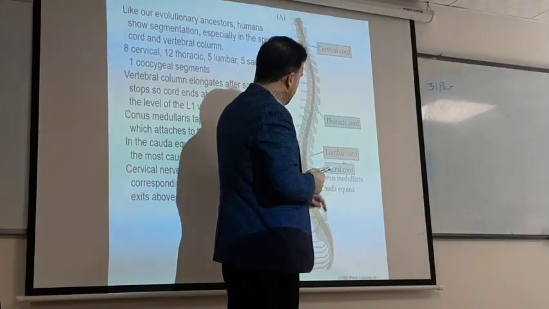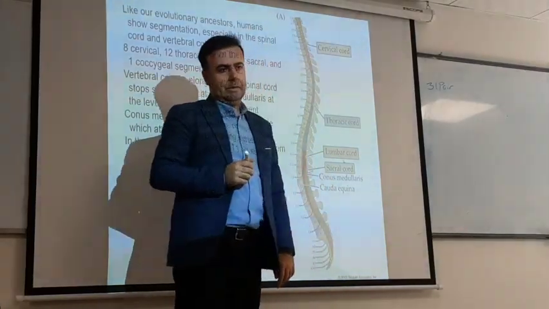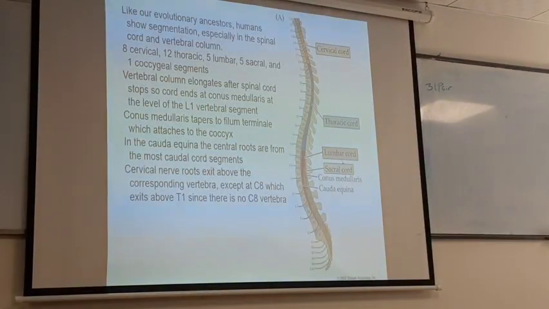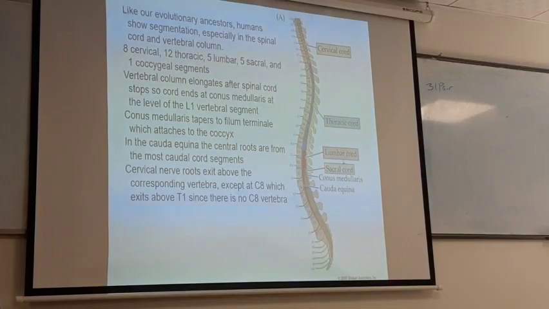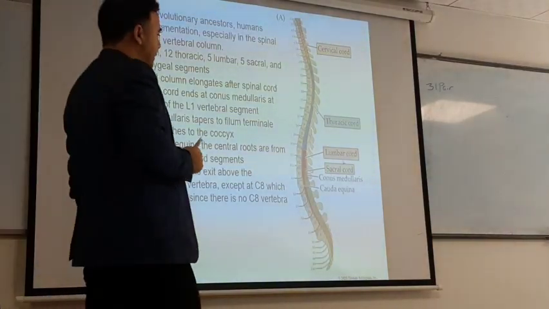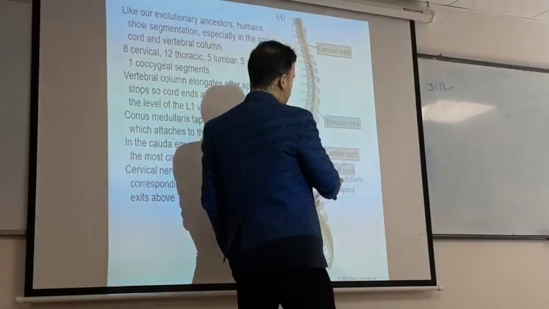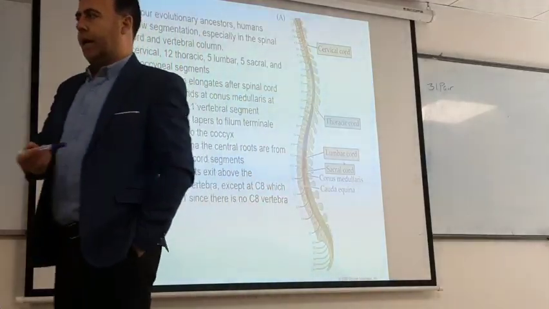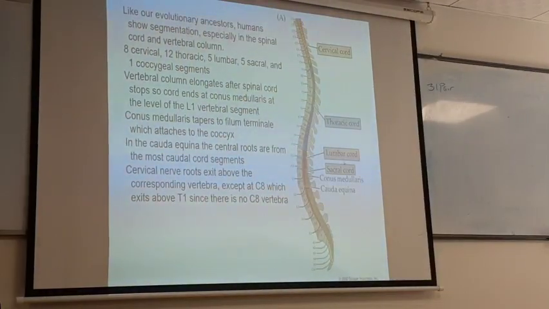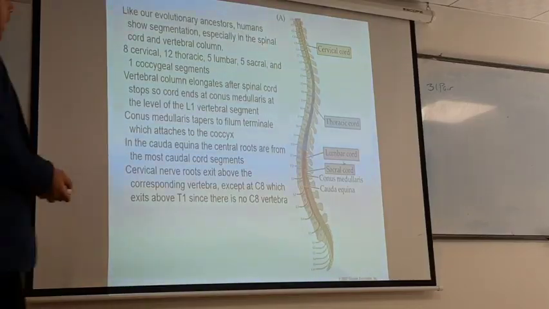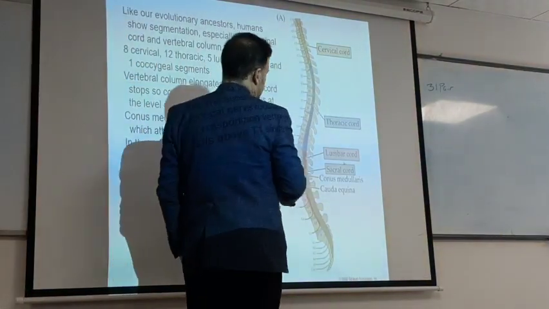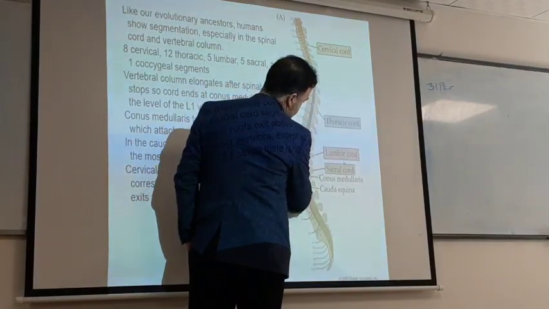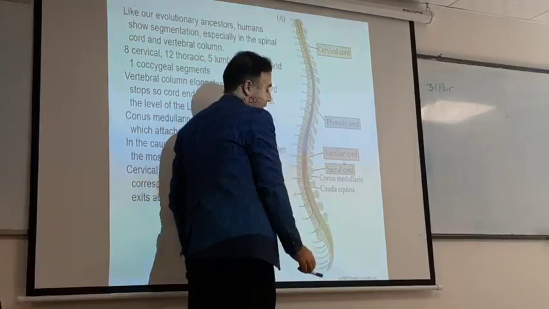The end of the spinal cord is named conus medullaris. Conus medullaris, the end of the spinal cord. After this, the shape of the nerves.